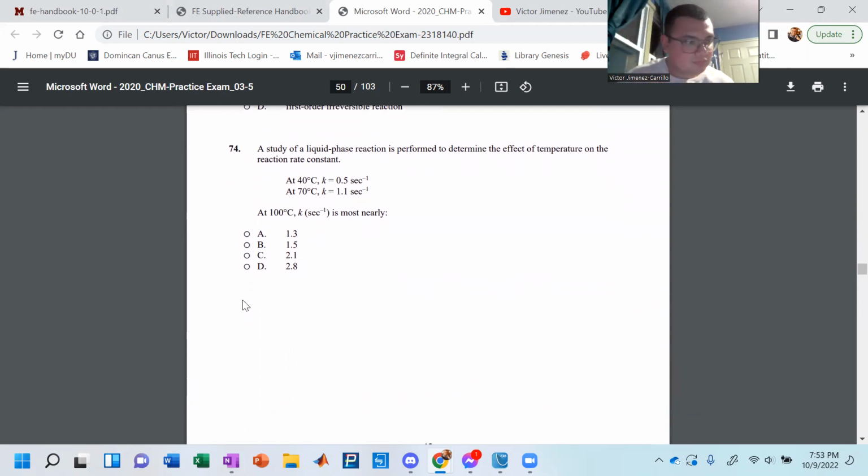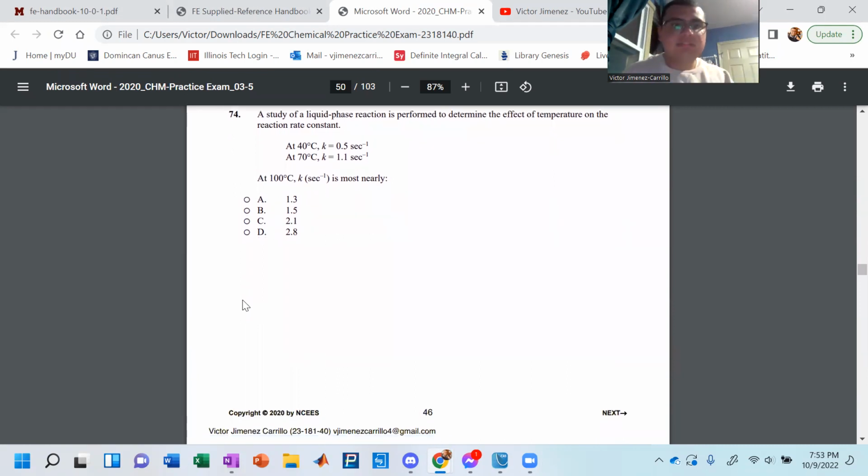Okay. 74 says, a study of a liquid reaction is performed to determine the effects of temperature on the rate constant. At 40 degrees, K is equal to 0.5. At 70, K is equal to 1.1. At 100, K is most nearly blank.